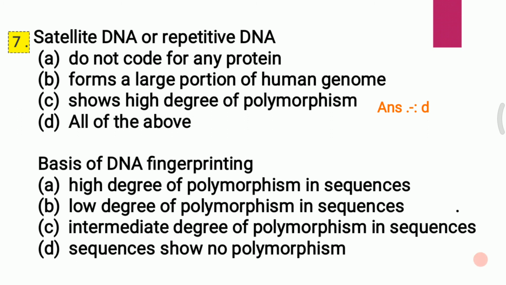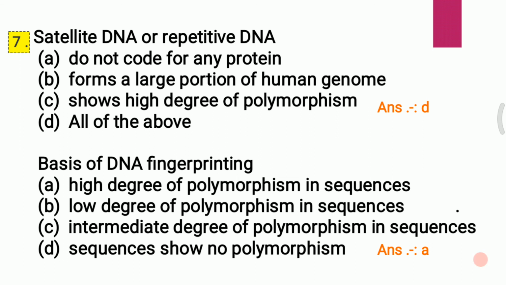Next question. Basis of DNA fingerprinting is: A. High degree of polymorphism in sequences, B. Low degree of polymorphism in sequences, C. Intermediate degree of polymorphism in sequences, D. Sequences show no polymorphism. Basis of DNA fingerprinting... and the correct answer is A, that is high degree of polymorphism in sequences.